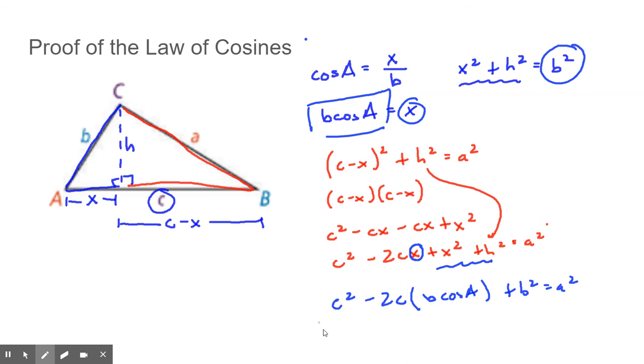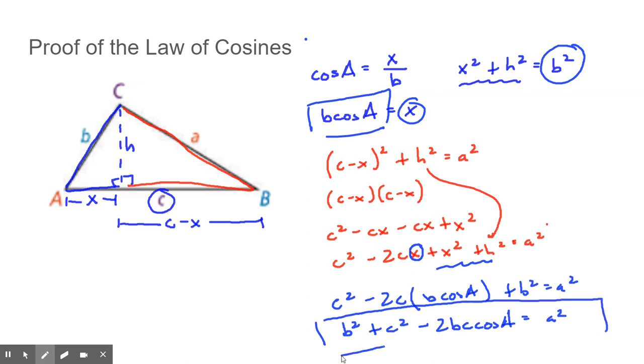And now I'll just reorganize this left side. So I'll put the b squared first, I'll put the c squared second, and then I'll rearrange this into minus 2bc cosine of A, and that's going to equal the right side of a squared. And this is exactly the formula you see with the a squared on the right side instead of the left side. And this is how the law of cosines was built.